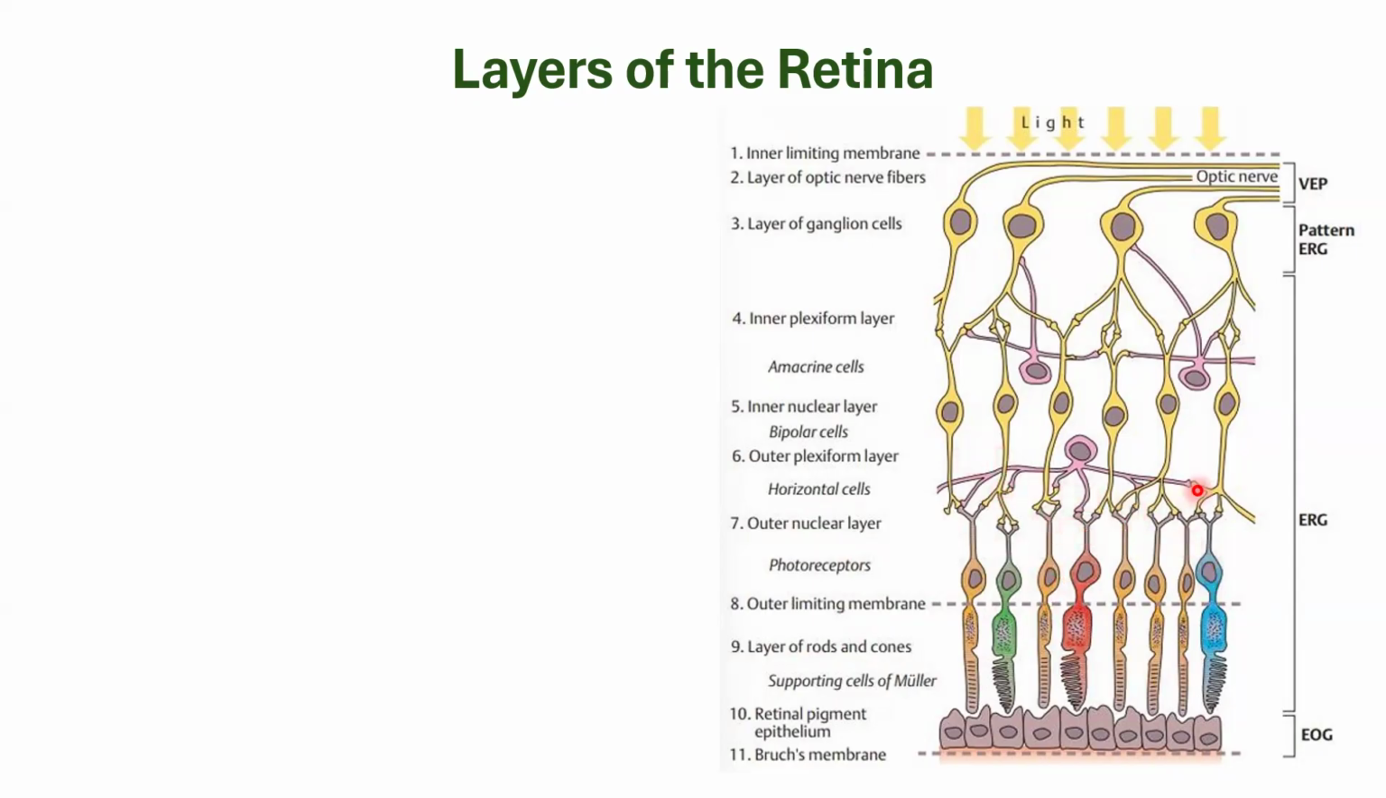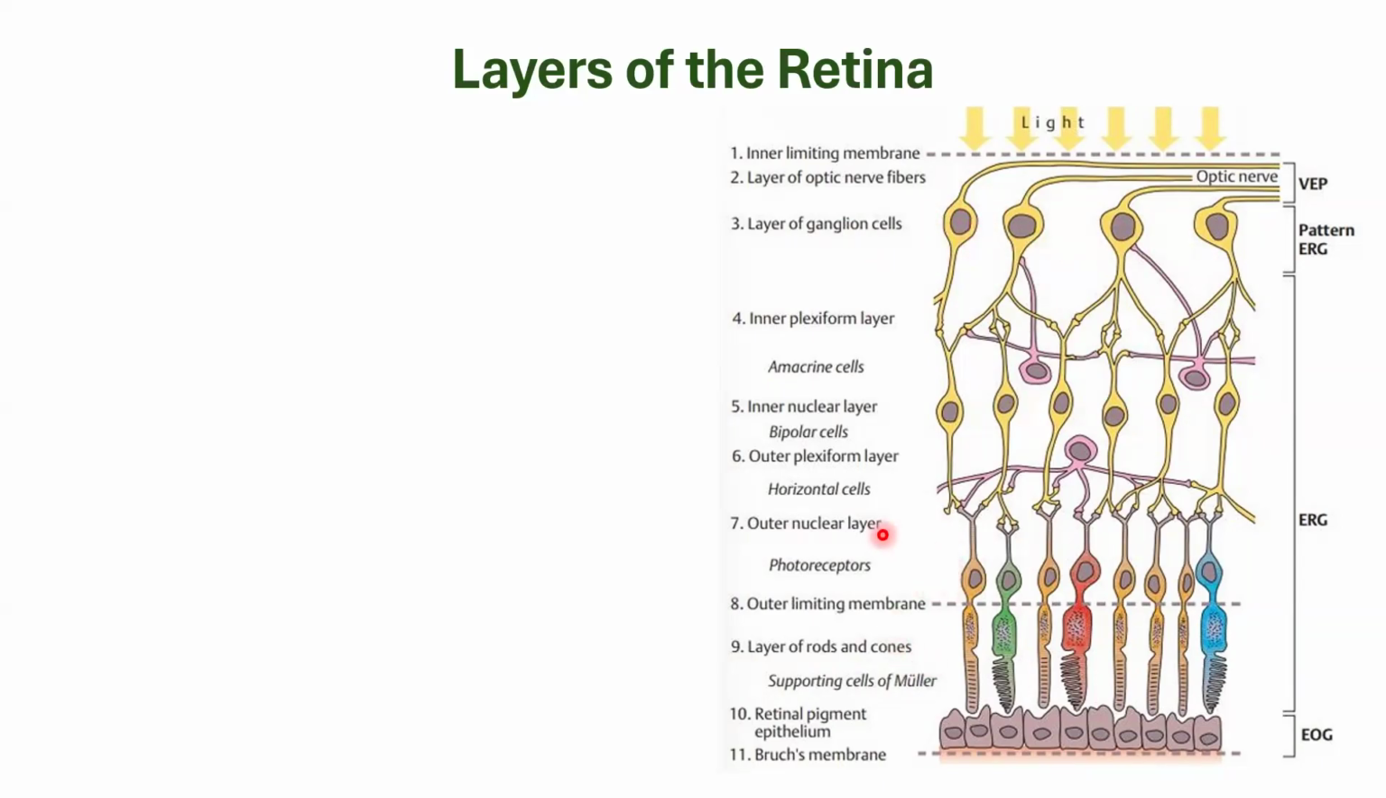Then you have a plexiform layer, which is a point of synapsing of the cones and rods and the bipolar cells. Then the inner nuclear layer for the bipolar cells. And then you have the inner plexiform layer, a point of synapsing for the ganglion cells and the bipolar cells. Then we have the ganglion cells, their cell bodies. The layer of ganglion cells gives us the fibers that form the optic nerve at this point. So this is the ganglion layer.